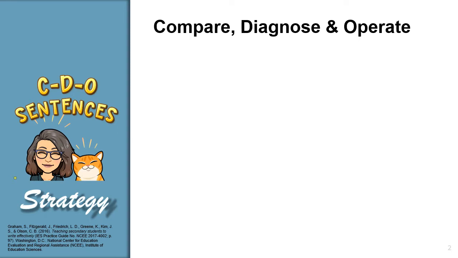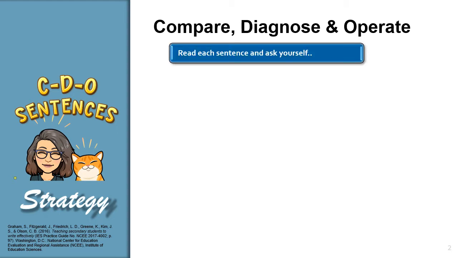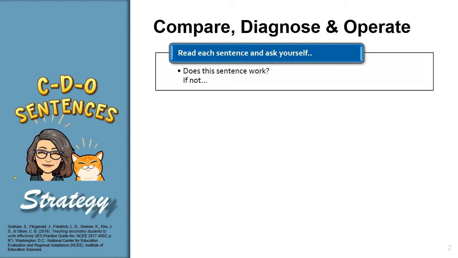CDO, or Compare, Diagnose, and Operate, is a strategy that you can do on your own, and it's done both at the sentence level and at the text level. We're going to get started with the sentence level. Let's take a look. The first step is you'll read each sentence to yourself and you'll ask, does the sentence work? If it works, go on to the next sentence.